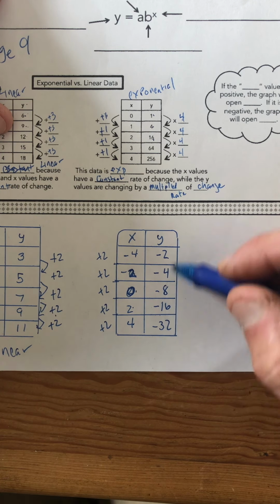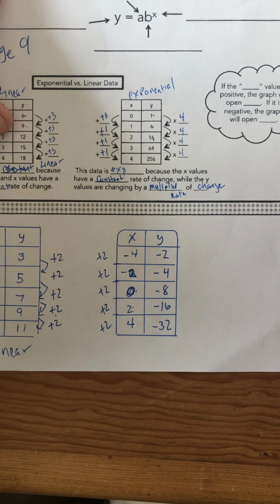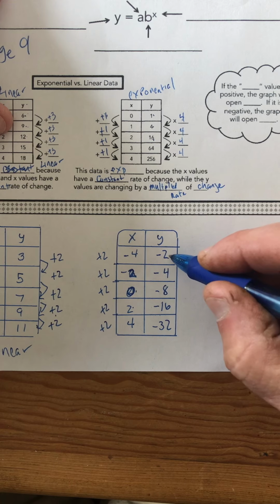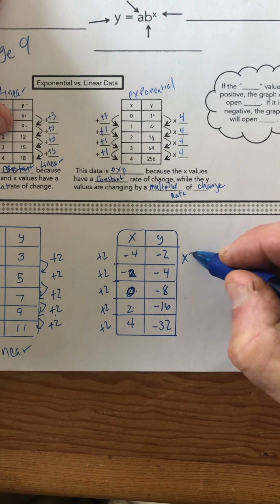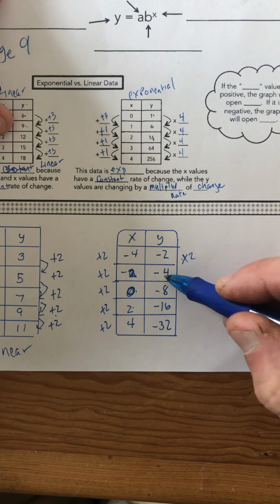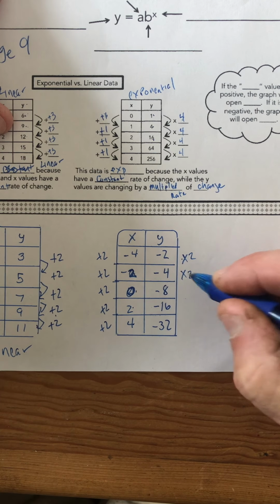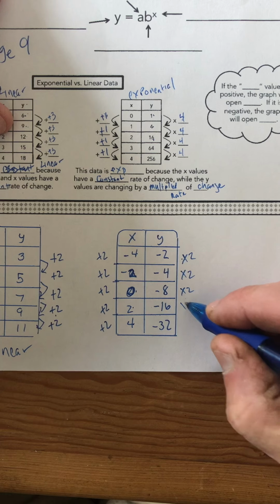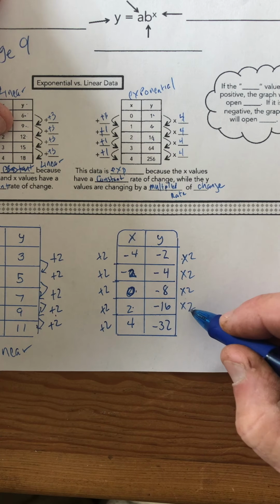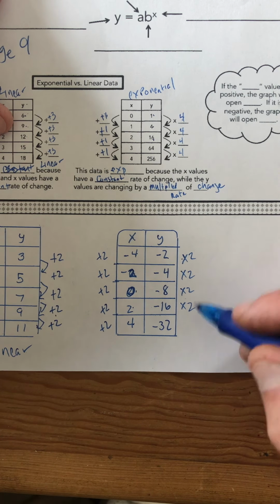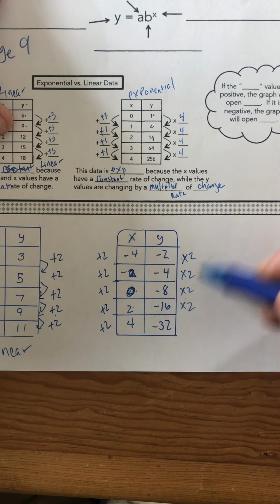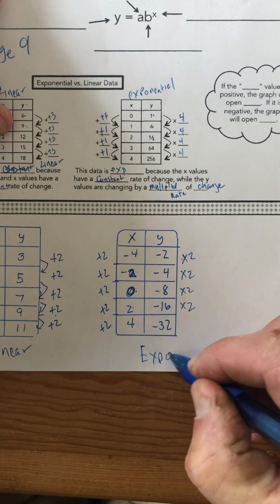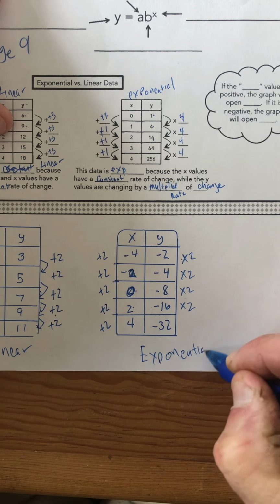Well, we're not using subtraction or addition, but we're going to be multiplying here. -2 times what gives me -4? Well, we're multiplying by 2, because 2 times -2 is -4. -4 times 2 is -8. -8 times 2 is -16. And -16 times 2 is -32. All right? So this is a multiplied rate of change. So this is an exponential function.